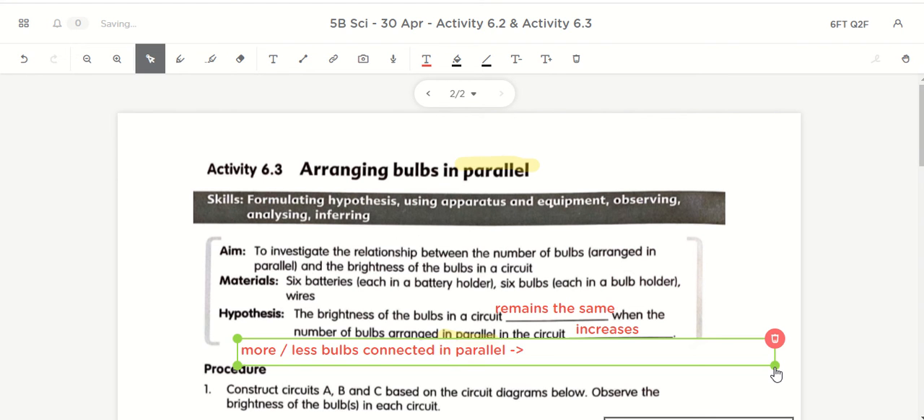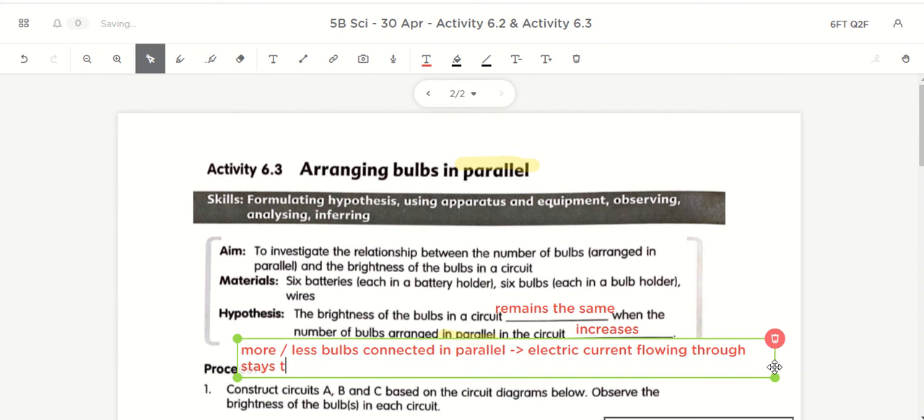Okay, the electric current flowing through the circuit remains the same, stays the same, and therefore the brightness remains the same, stays the same.